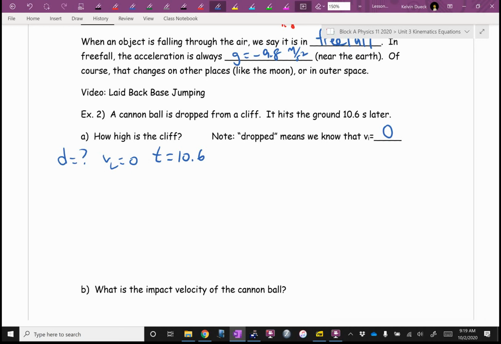I know one more thing. It's even in your notes. What about gravity? I know the acceleration. Negative 9.8. If we ignore air resistance, and a cannonball, since it's round and very dense, probably doesn't have much air resistance at all. Which equation?